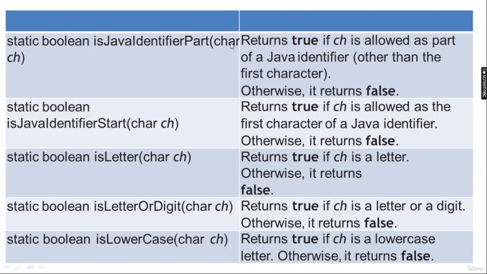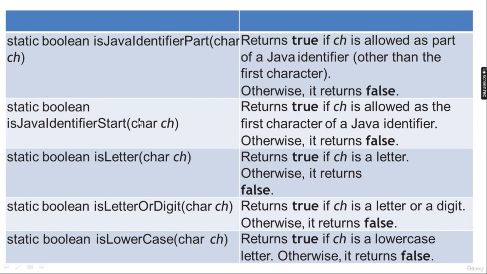Then static boolean isJavaIdentifierPart(char ch) returns true if ch is allowed as part of a Java identifier other than the first character, otherwise it returns false. static boolean isJavaIdentifierStart(char ch) returns true if ch is allowed as the first character of a Java identifier, otherwise it returns false. static boolean isLetter(char ch) returns true if ch is a letter, otherwise it returns false. So whenever you are declaring any Java identifier, you can check whether it is a valid identifier or not using these two methods, isJavaIdentifierPart and isJavaIdentifierStart. So if you are entering any number or special character, you can check if it is allowed to be in such an identifier in Java.